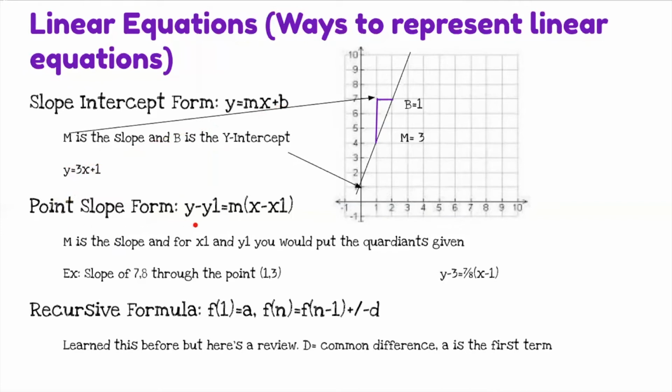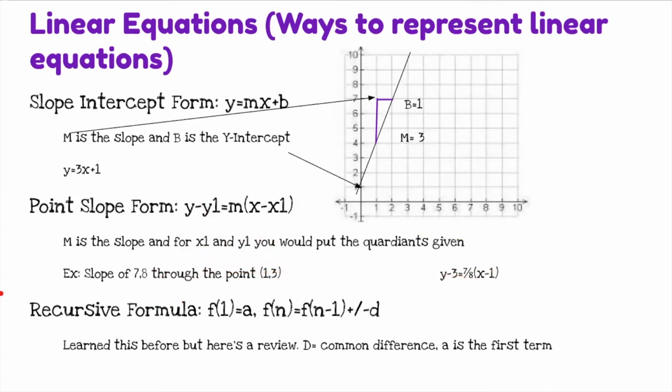It's a little bit more intimidating. y minus y1 equals m parentheses x minus x1. So m is the same, it's the slope. For x1 and y1, you put the coordinates given in your problem. So if you were given 1, 3 as your coordinates, you put the 1 here, that's the x value, and the y1 would be minus 3 here, and the slope, like I said, is 7/8, and that is point slope form.